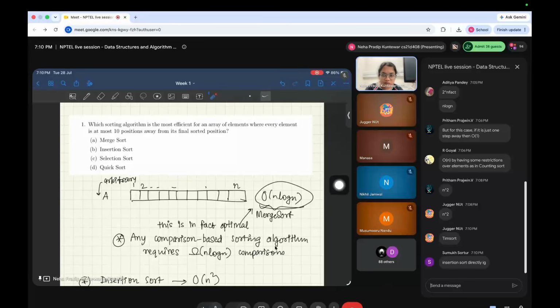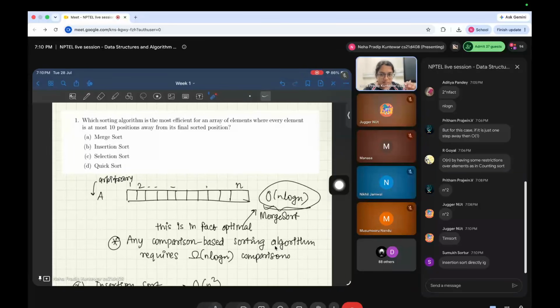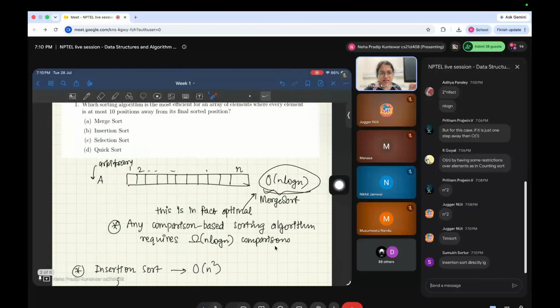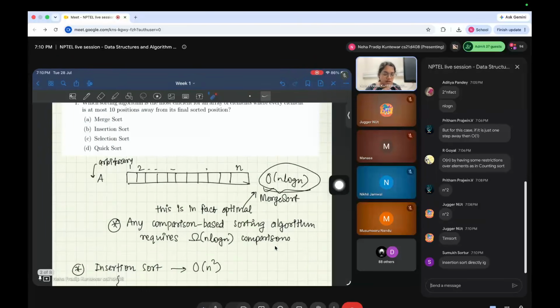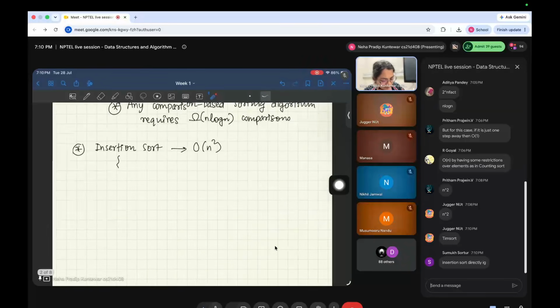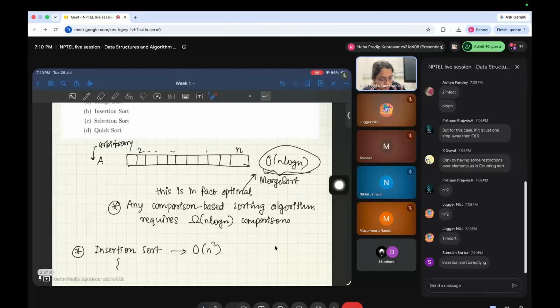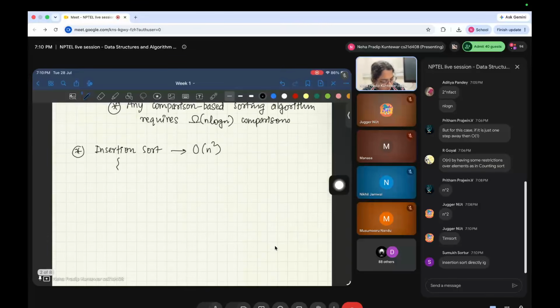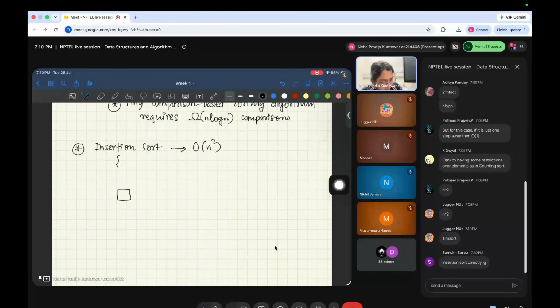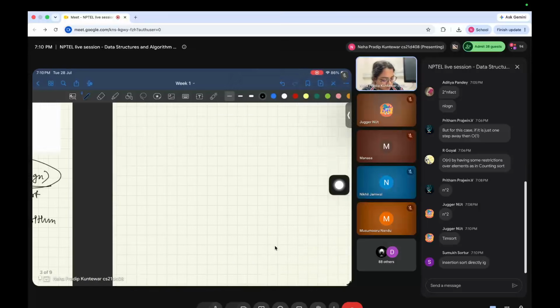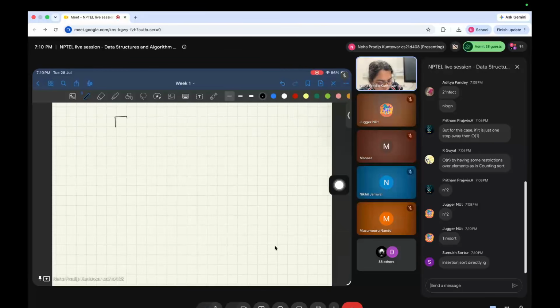Okay, so if you use insertion sort directly, let's see what happens and just analyze. There's no change in the algorithm, just analyze what happens. Let's look at the contents of a1.